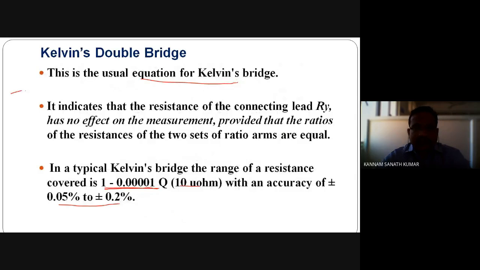You have to remember that the Wheatstone bridge is used to measure high amounts of resistance, in terms of kilo ohms or mega ohms. The Kelvin bridge is used to measure low amounts of resistance. When you want to find lead resistances or contact resistances, those resistances are very small. In that situation, you will use this Kelvin bridge.